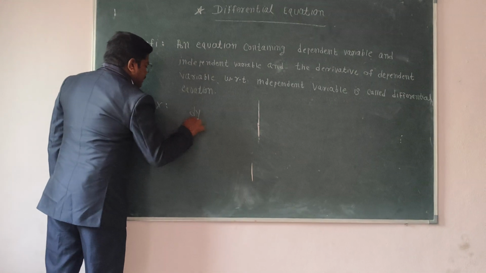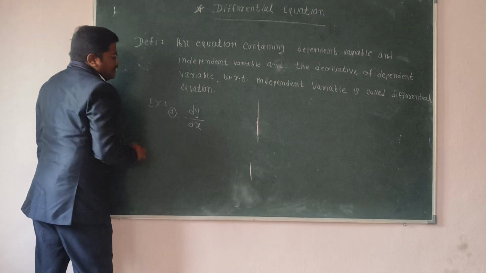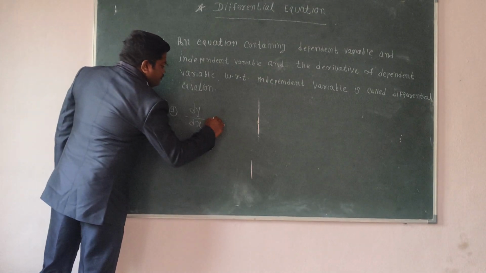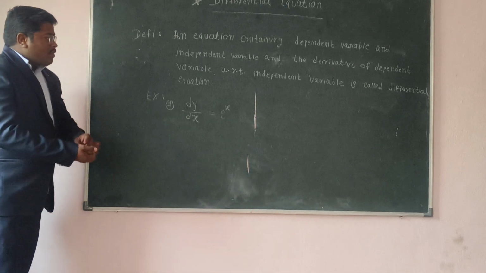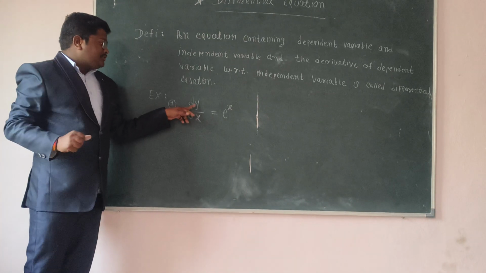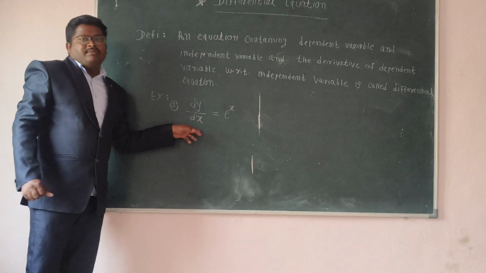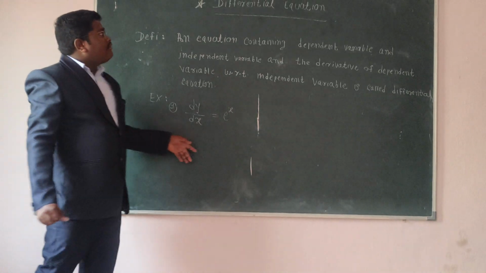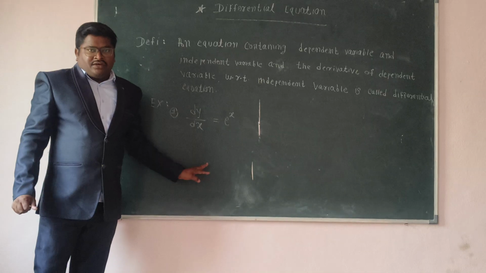dy by dx is equal to e to the power x. In this equation, y is a dependent variable with respect to the independent variable x. This is the first example of a differential equation, and it is a first order differential equation.